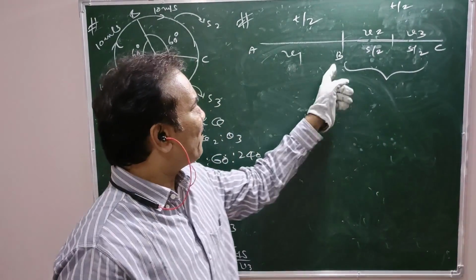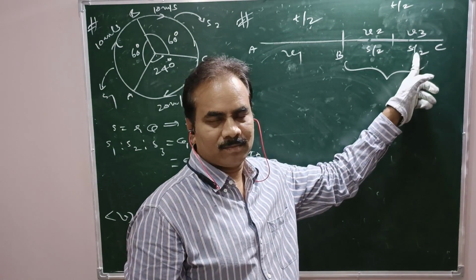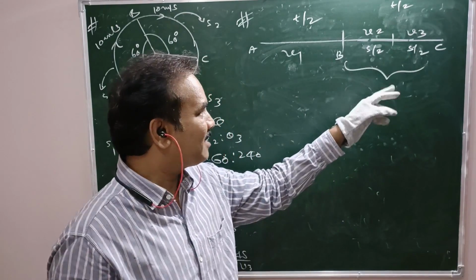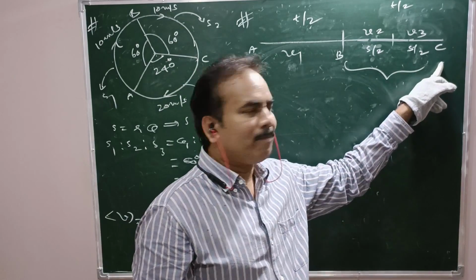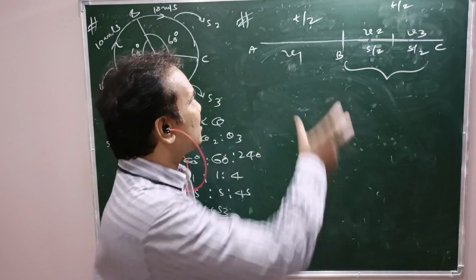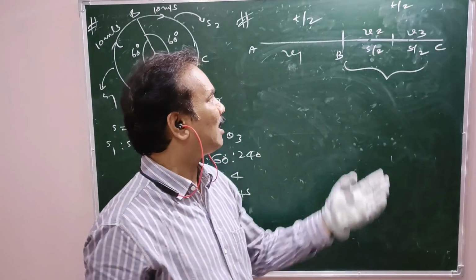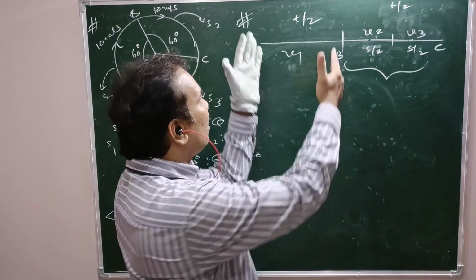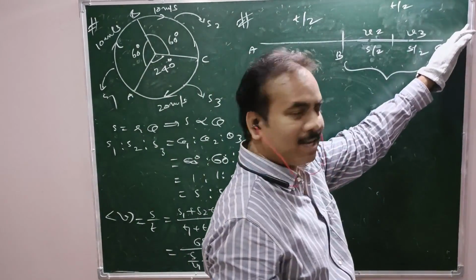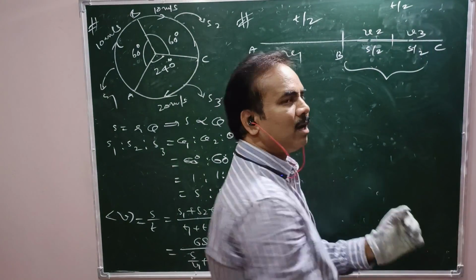See, from B to C, what is the distance covered by the particle? s by 2 plus s by 2, that is s. It is not the total distance from A to C, it is the distance from B to C only. Am I right? Basically, the total journey time is divided into two equal segments, t by 2 plus t by 2, that is total time t. So the first half of the journey time is with the speed v1, and the next half of the journey time, from here to there, is such that half of the distance is with the speed v2, and the next half of the distance with the speed v3. Now find the average speed.